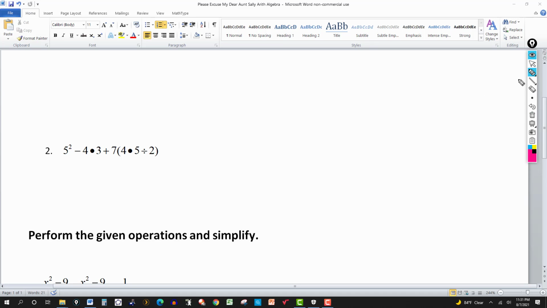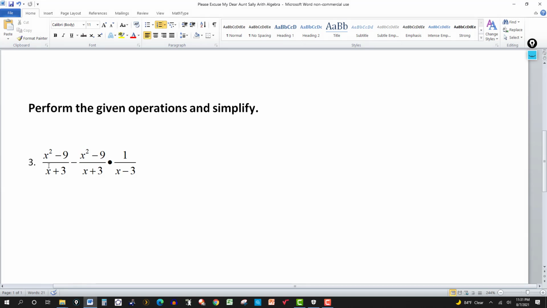So look at the next problem that we have here. Let's suppose we have x squared minus 9 divided by x plus 3. We're going to perform the given operations and simplify. x squared minus 9 over x plus 3, minus x squared minus 9 over x plus 3.